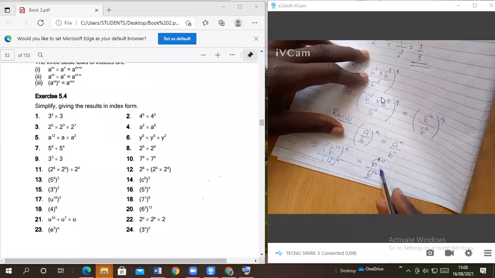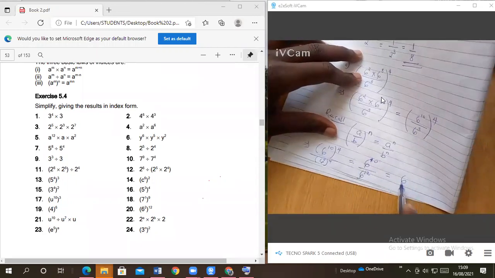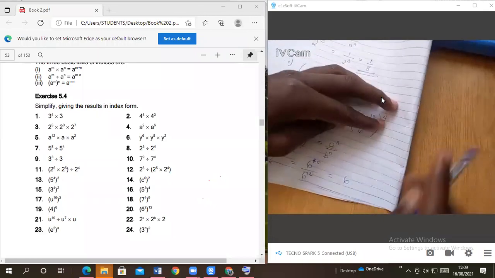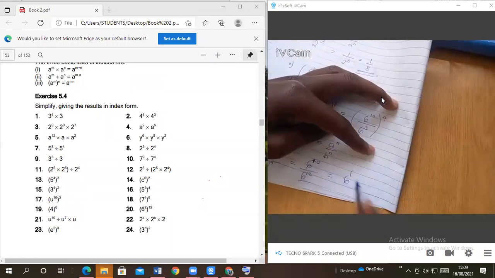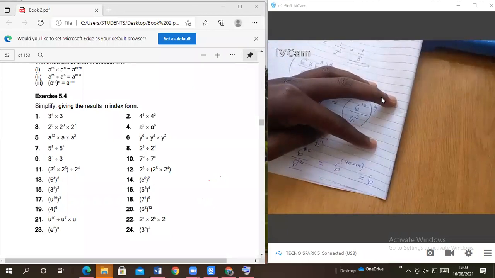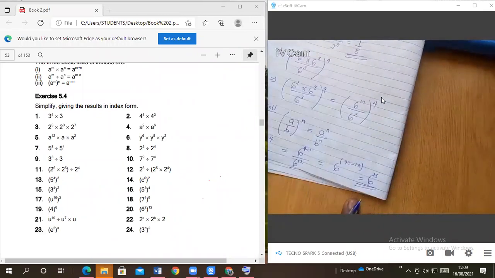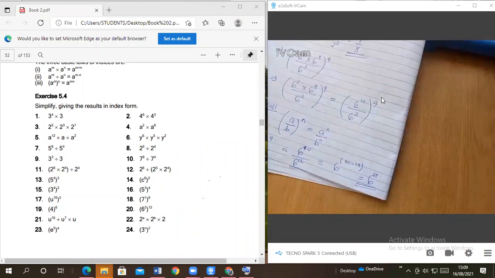Do we stop there? No, they still have the same base. So we go ahead to say 6 to the power 40 divided by 6 to the power 12. We are dividing, so we subtract the powers: 40 minus 12. So what is the final answer? We get 6 to the power 28. Have you seen that?